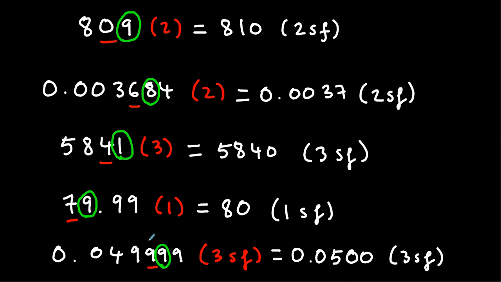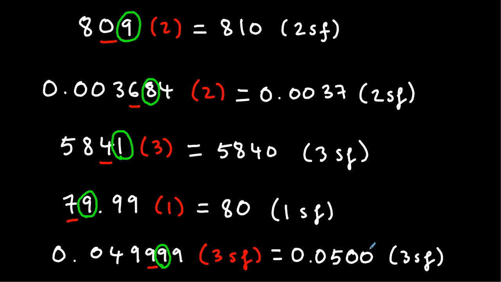So in other words, an easy way of remembering how to do this is that if you have a bunch of 9s, you simply increase the first digit that isn't 9 by 1 unit, and then the 9s become 0s.